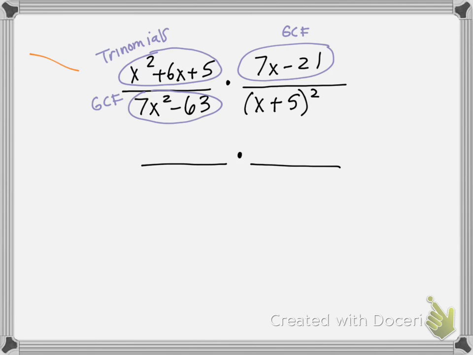So for trinomials, you're saying what multiplies to 5 and adds to 6. So the factor pair that works here is 5 and 1. So my numerator would be x plus 5 times x plus 1.